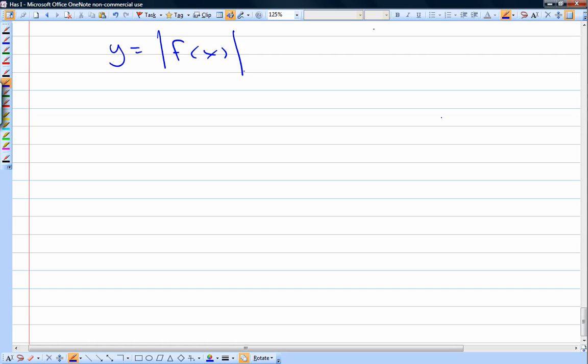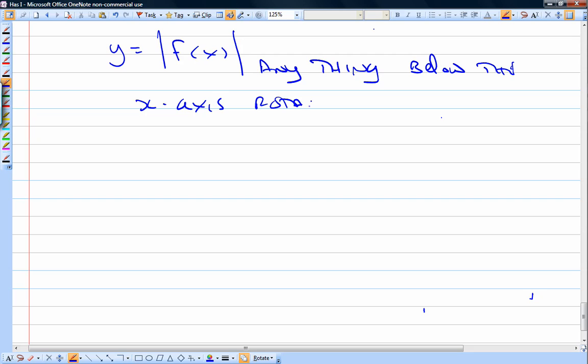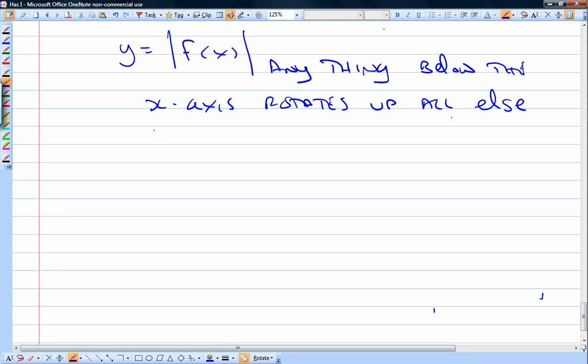Okay, so basically all you had to do was remember that anything below the x-axis rotates up, all else stays the same.